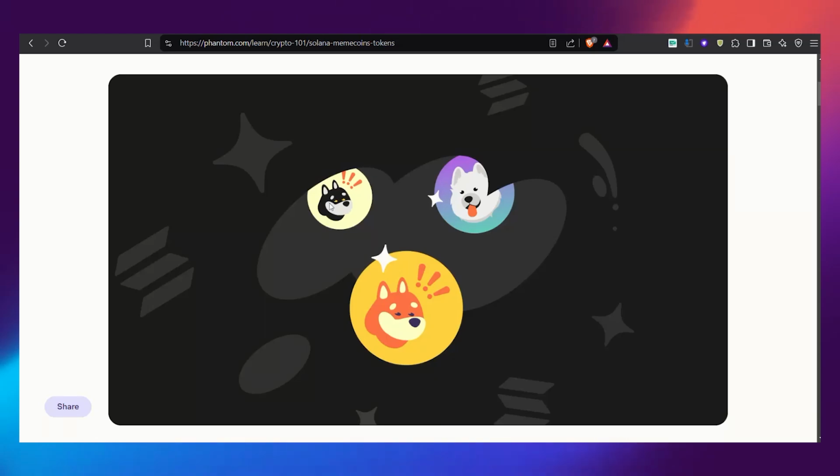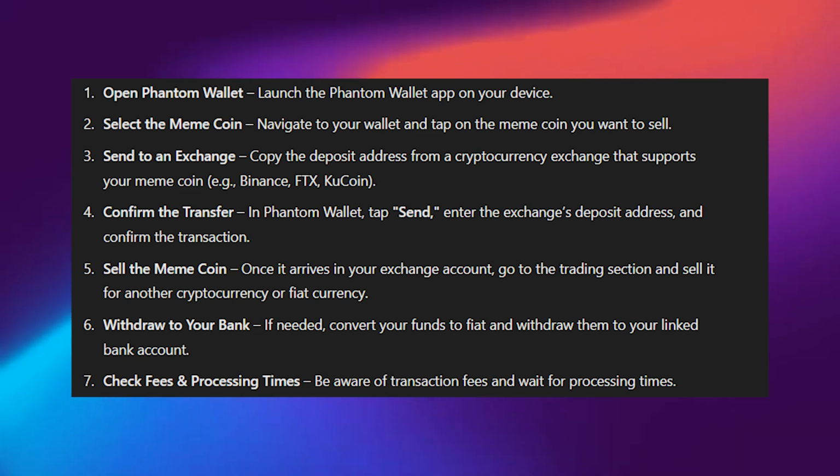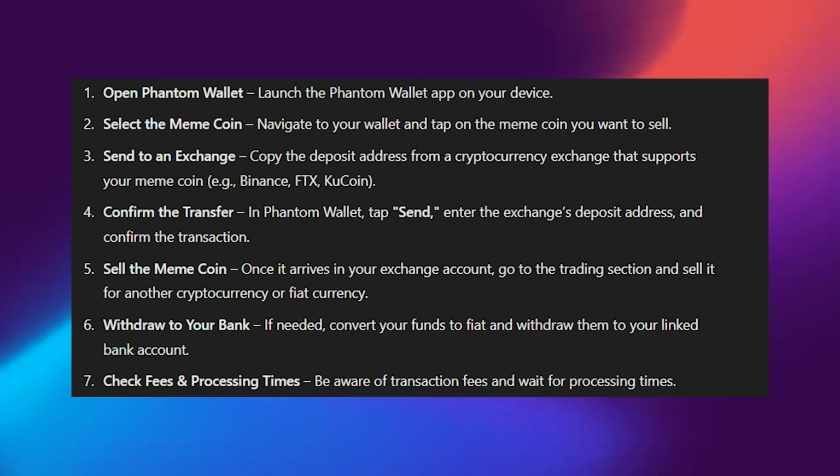Looking to sell your meme coin using Phantom Wallet? Let's walk through the process together in a few simple steps. First, launch the Phantom Wallet on your device. Navigate to your wallet assets and tap on the specific meme coin you wish to sell.